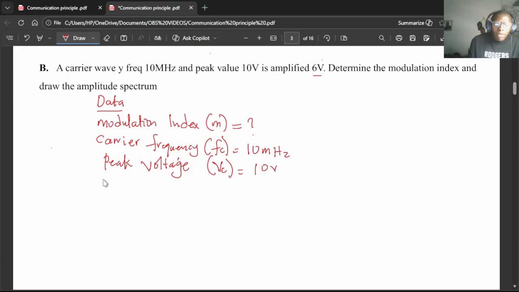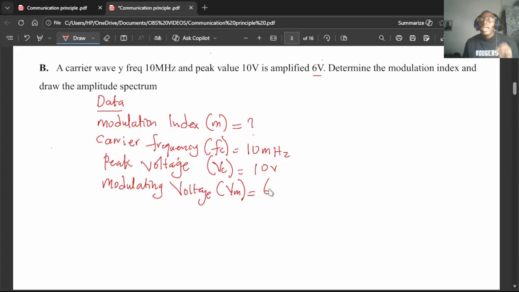So what do you have here in essence? You are going to have your modulating voltage, and your modulating voltage is given by VM. And VM is 6 volts. Now, what is the next thing? The next thing is to determine your modulation index.